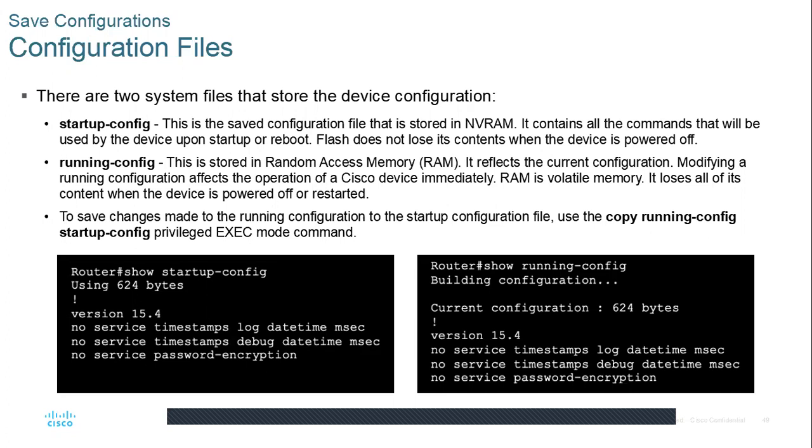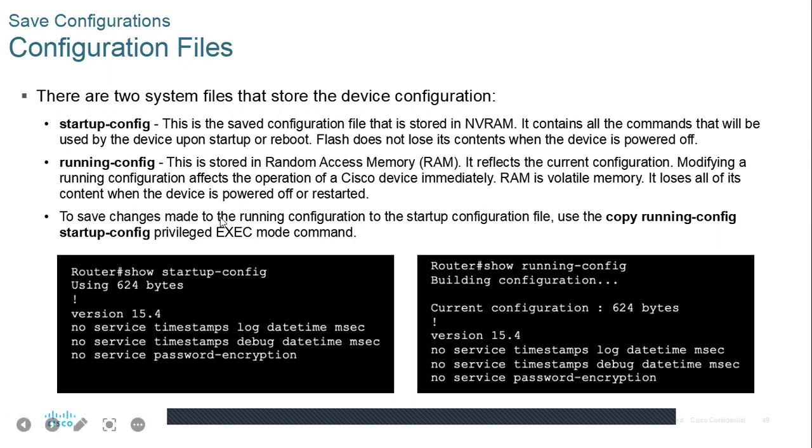Most of the time, it's volatile. If anything happens, it's always there, right? So it contains all of the commands that will be used by device startups. It's always there. Whereas the running config is stored in RAM. So it's volatile. It loses all of its content when the device is powered off and restarted.